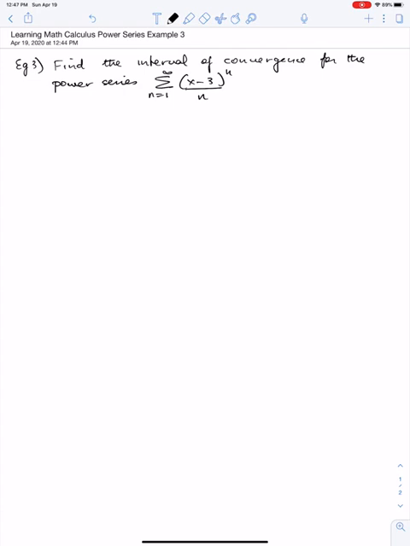So this question is the same as the questions that we had for example 1 and 2. There we had: find the values of x for which this power series converges, and the answer was always an interval. Here we're just saying find the interval of convergence, and we'll use the ratio test again. So, solution.